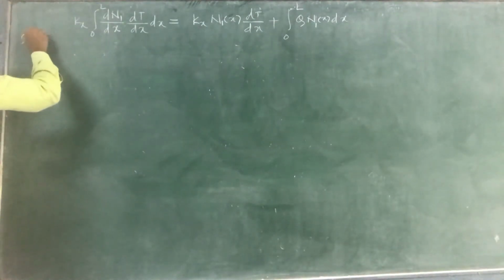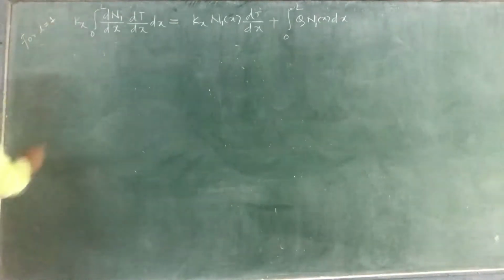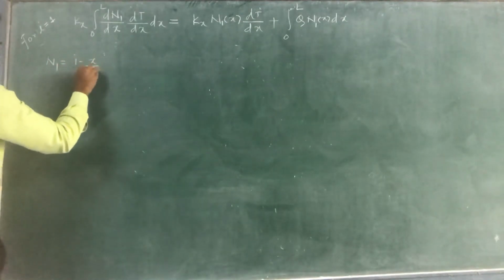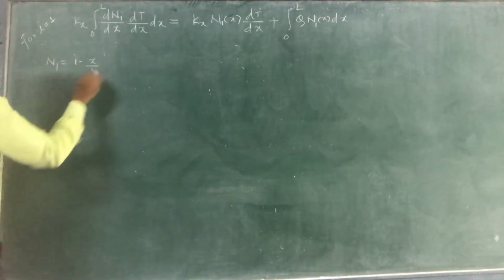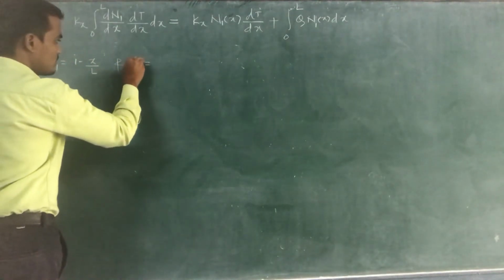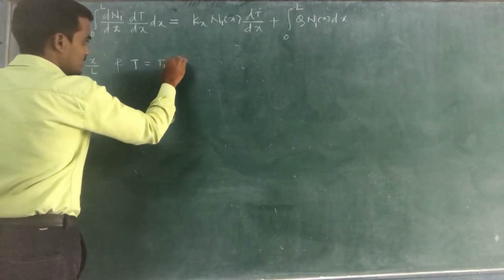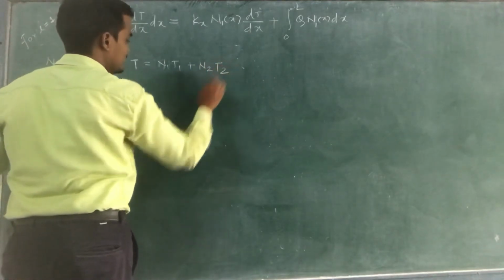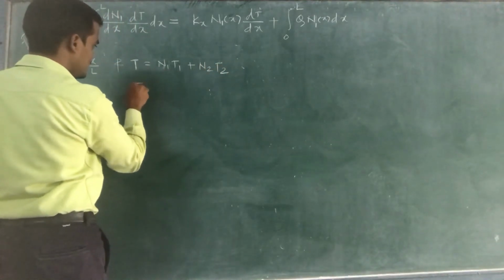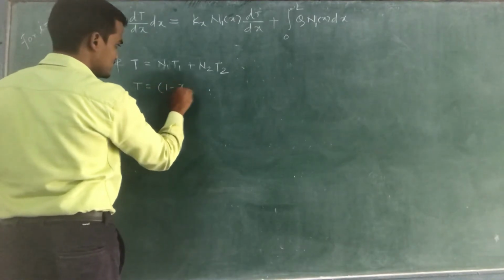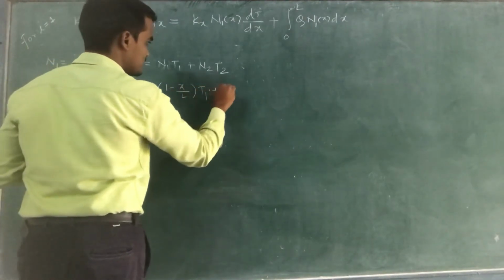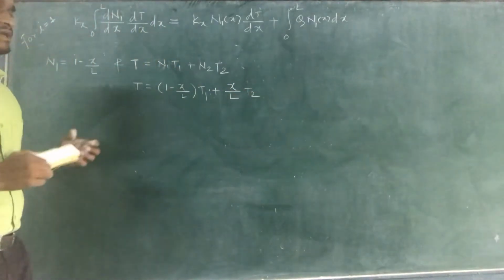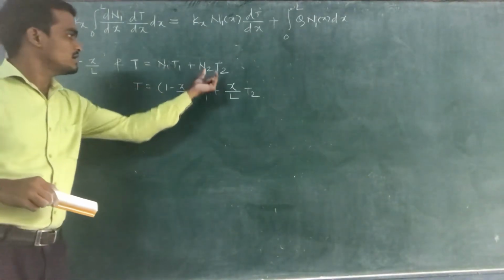So for i equal to 1, we know that N1 is equal to 1 minus x by L, and T is equal to what? T equals N1 T1 plus N2 T2. So T in terms of shape functions is (1 minus x by L) into T1 plus (x by L) into T2. So the shape functions are 1 minus x by L and x by L.